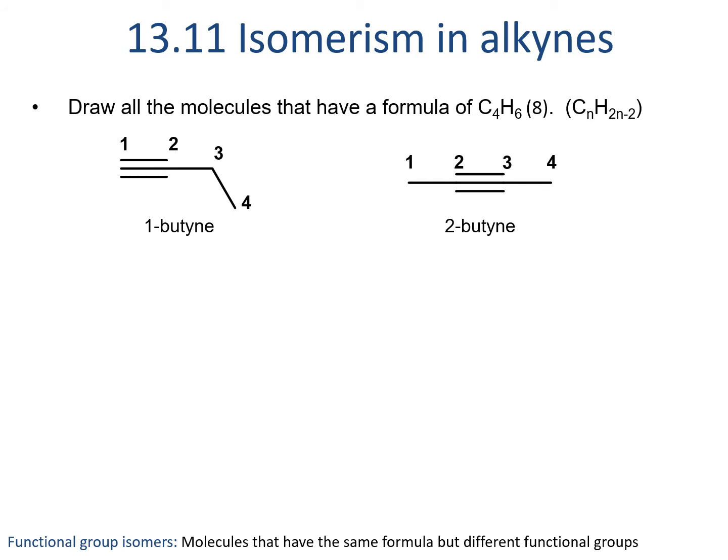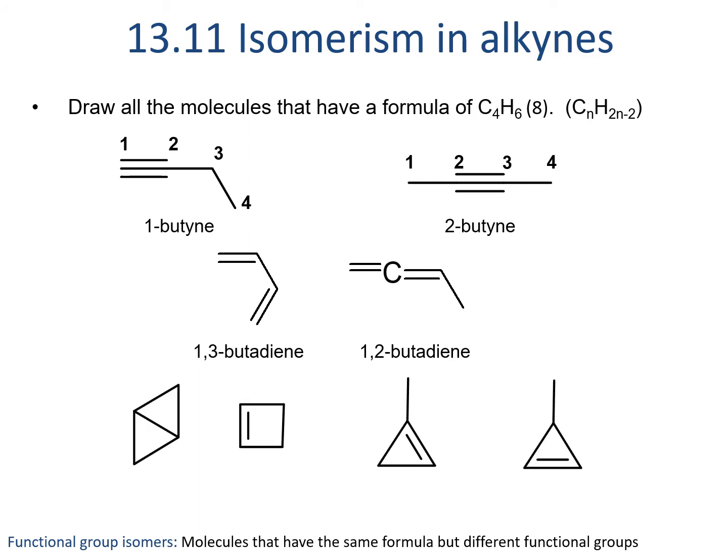But we can use our index of hydrogen deficiency of 2 to say that we could make 2 double bonds instead of a triple bond. And we can space those out on a 4-carbon chain as 1,3-butadiene or 1,2-butadiene. To get our other skeletons to actually work with an index of hydrogen deficiency of 2, the only other way is to either have a ring and a double bond or 2 rings.